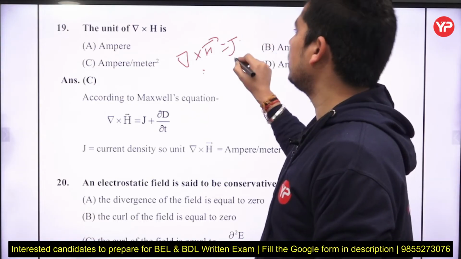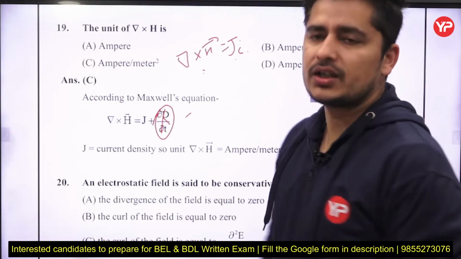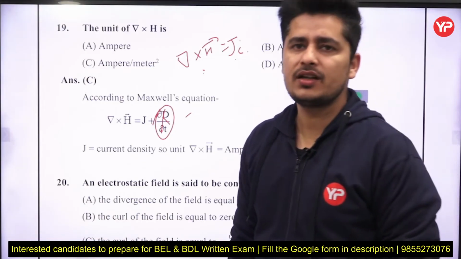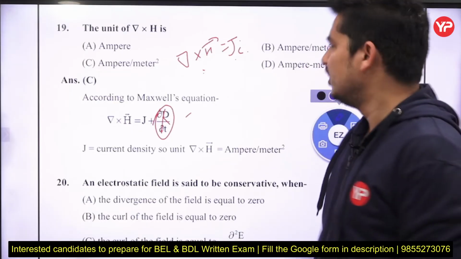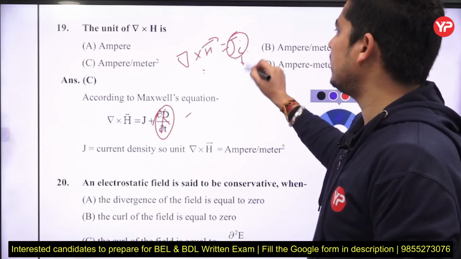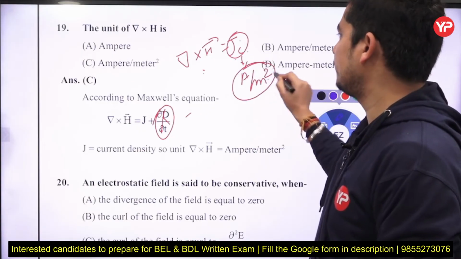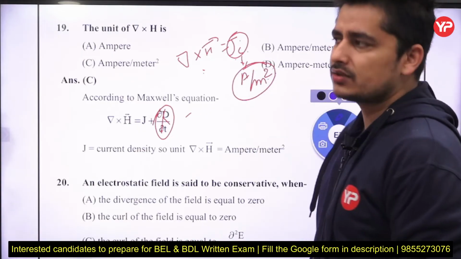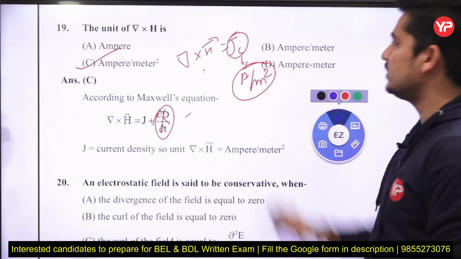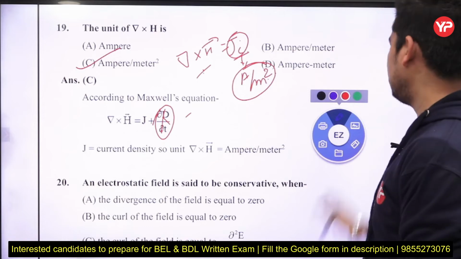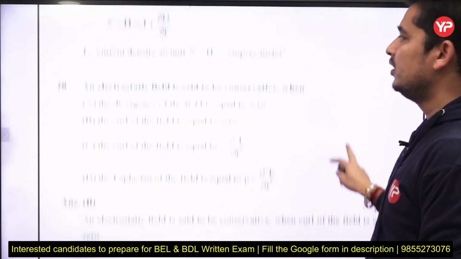J is the conduction current density. I am not considering this term right now, but there is also the displacement current density. When we discuss that, we will discuss it in detail. So basically, this is the current density. Current density unit is ampere per meter square. So what will be the answer? Answer will be C. The unit of current density is ampere per meter square.